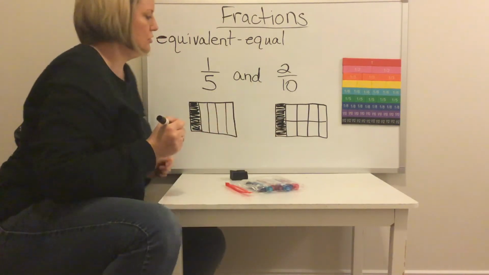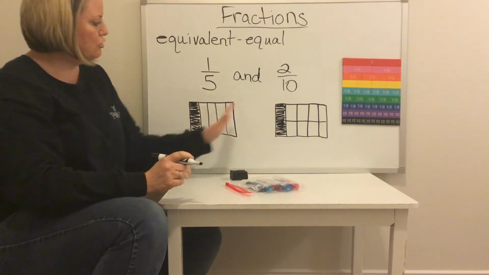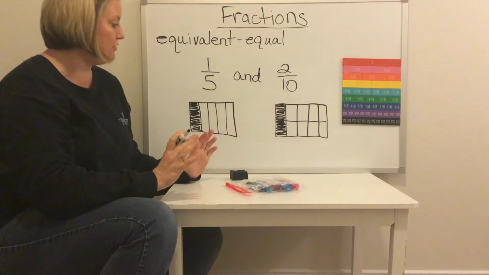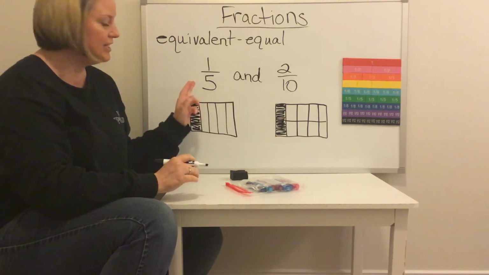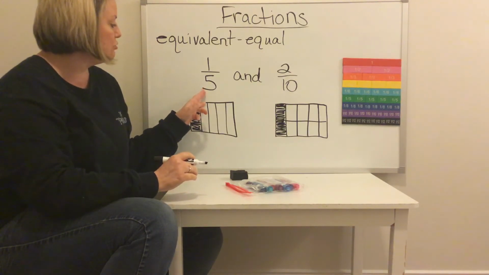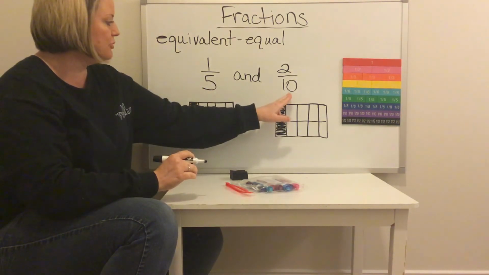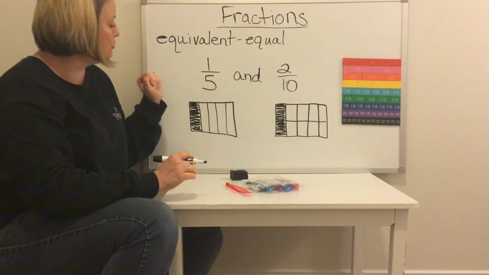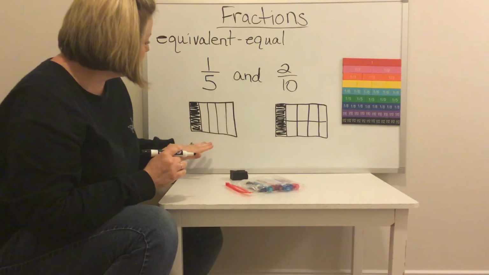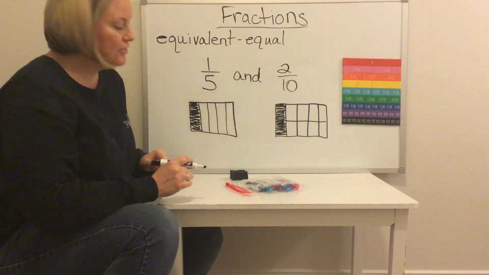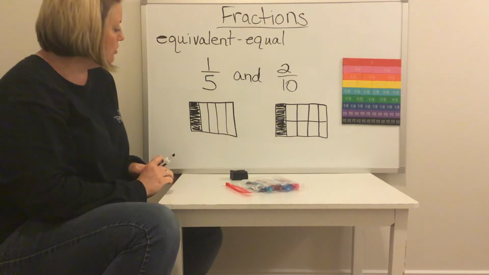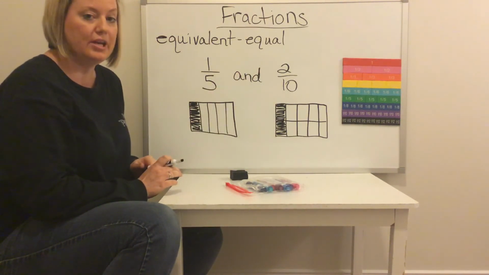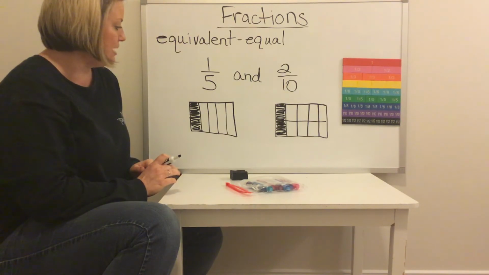Okay, so again, I just did 2 shapes, one for each fraction. I did the same shape of the same size, but just split it into a different number of pieces. This one I split into 5, this one I split into 10, and then shaded in however many was my numerator. And if I look at that, I can see that it's about the same amount shaded in on both. So that tells me that these two fractions are equivalent or equal. They are the same amount.